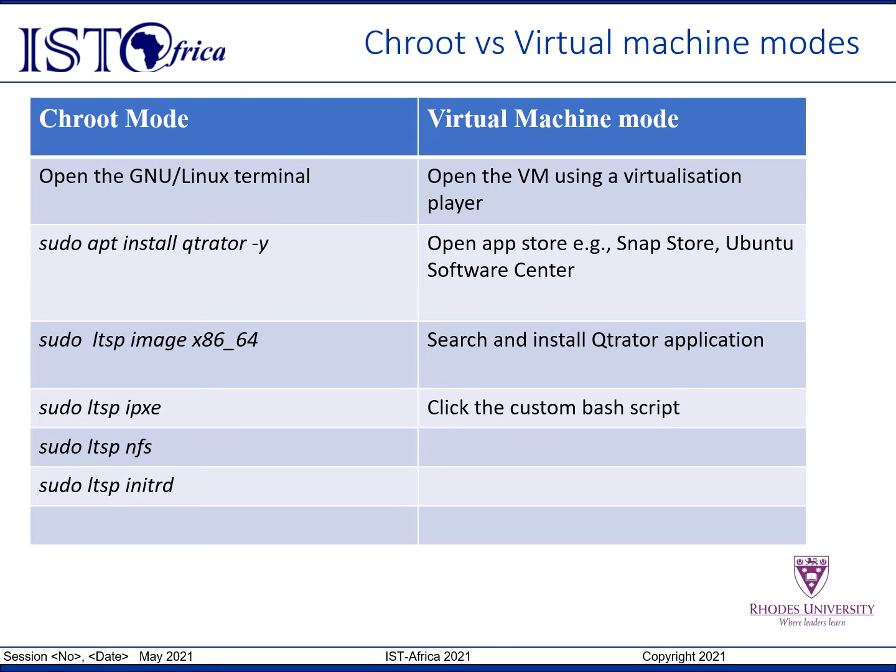Then on the right-hand side we can see the virtual machine mode. The educator can open VirtualBox or VMware. Then, if their operating system desktop is using Snap Store or Ubuntu Software Center, they'll search for the application. When they find it, they'll just click, and then everything happens.